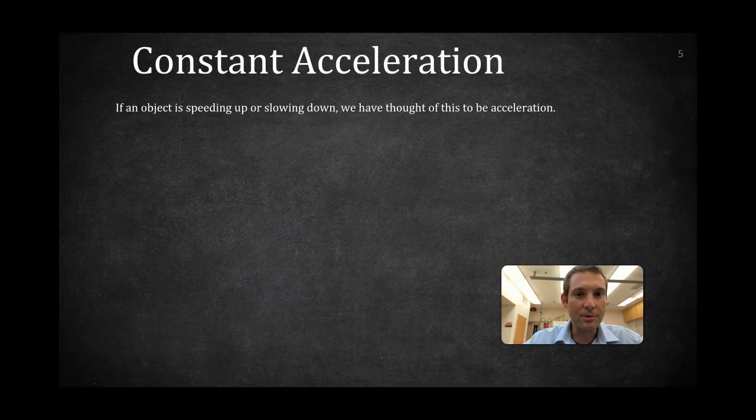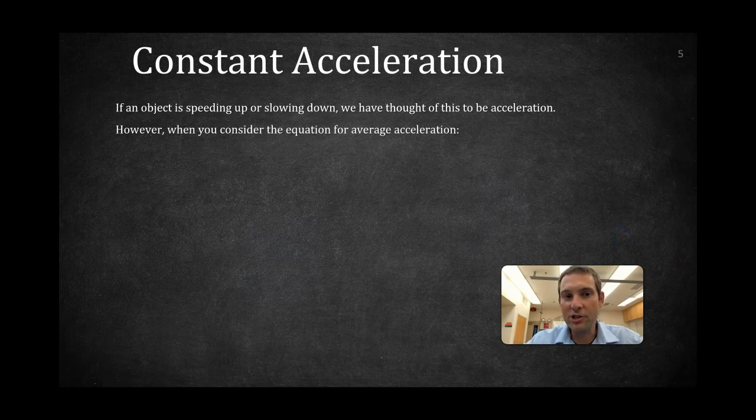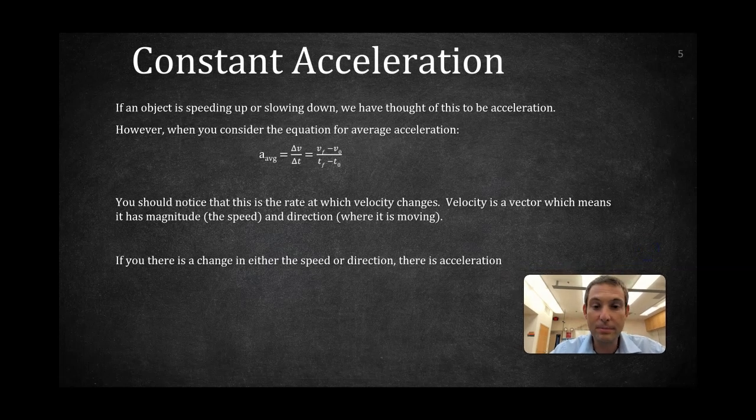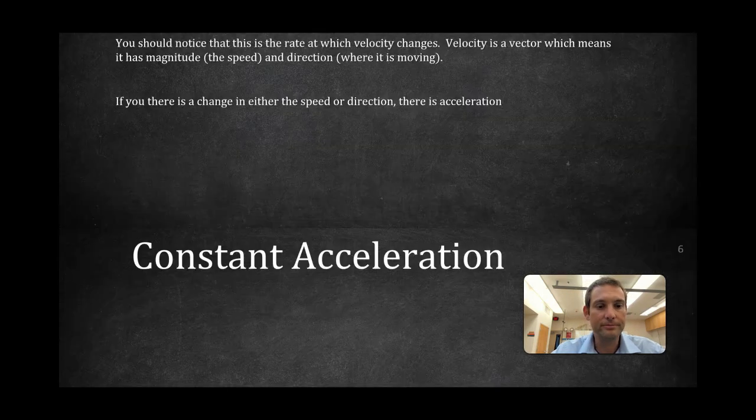If an object is speeding up or slowing down, we've thought of this to be acceleration. However, when you consider the equation for average acceleration, delta v over delta t, where delta v is the final minus the initial velocity, divided by the final time minus the initial time, you should notice that this is the rate at which velocity changes. Velocity is a vector, which means it has magnitude and direction. If you change either the speed, the magnitude, or the direction, there is acceleration.